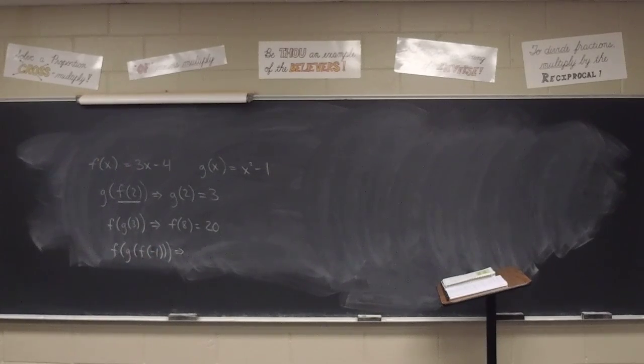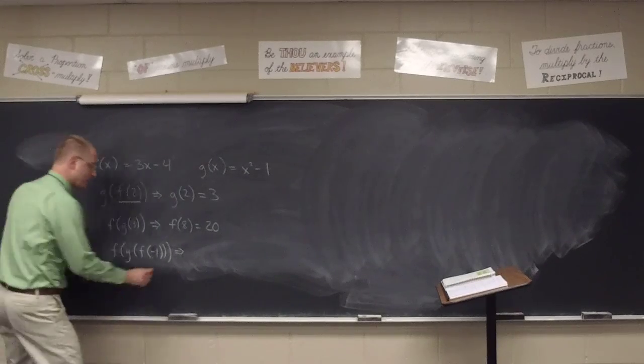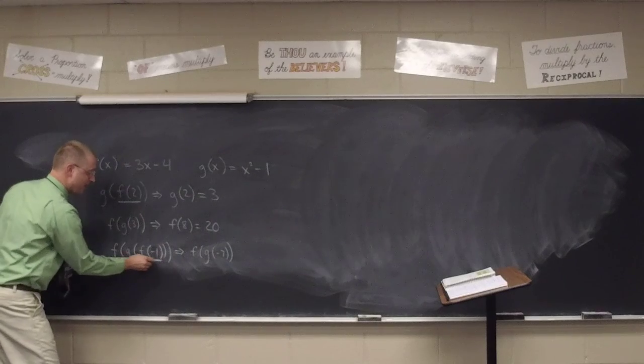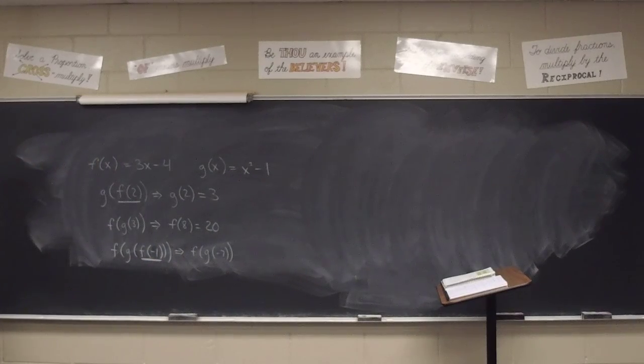Let's try f of negative 1. What's f of negative 1? I don't know if that's any better. All right, so here we go. So this becomes f of g of negative 7 instead of f of negative 1. Okay, what's g of negative 7?